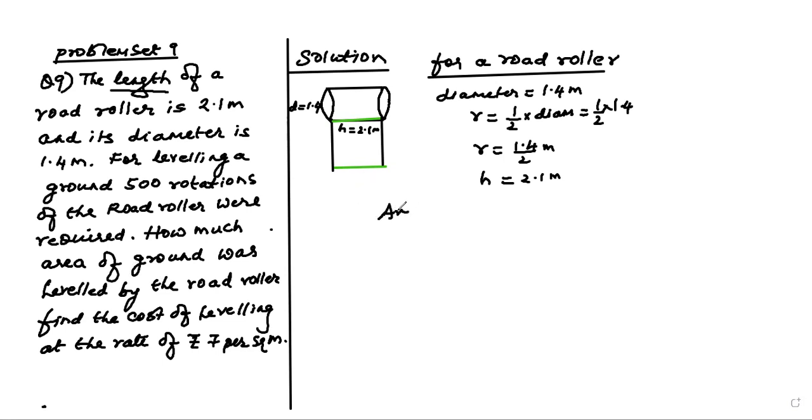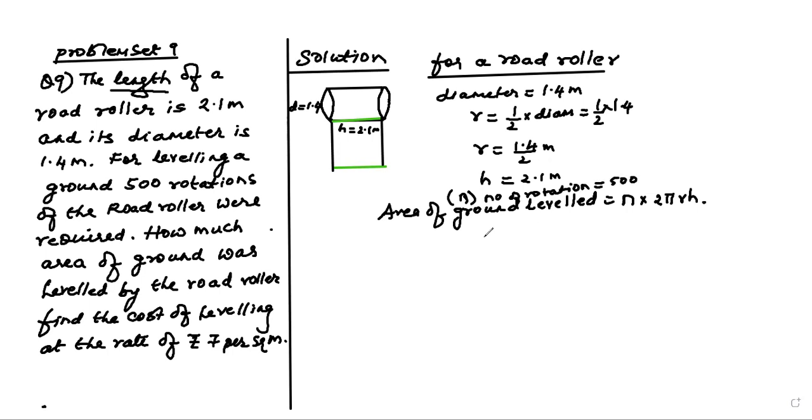The area of ground leveled is equal to, how much will it be? Number of rotations into 2 pi r h. Please keep in mind, the number of rotations N was 500. N is the number of rotations. Okay, I'll write it down, children. A little space will be short for us to solve the sum. N is the number of rotations. The number of rotations given was 500, children.